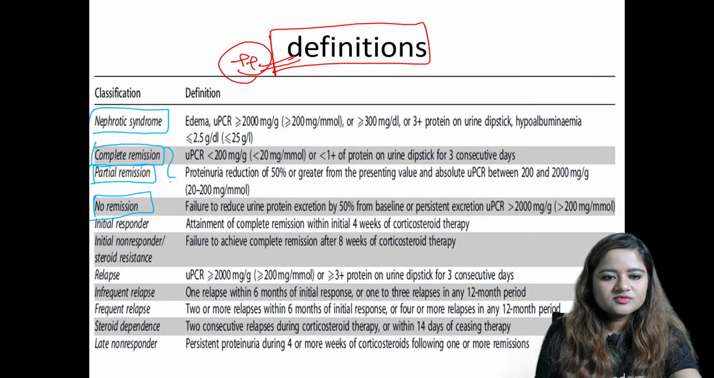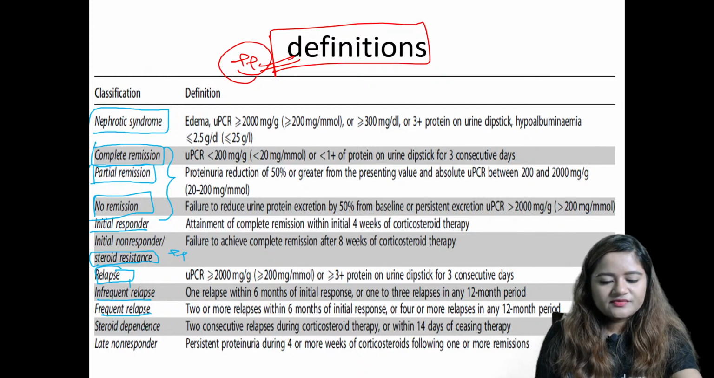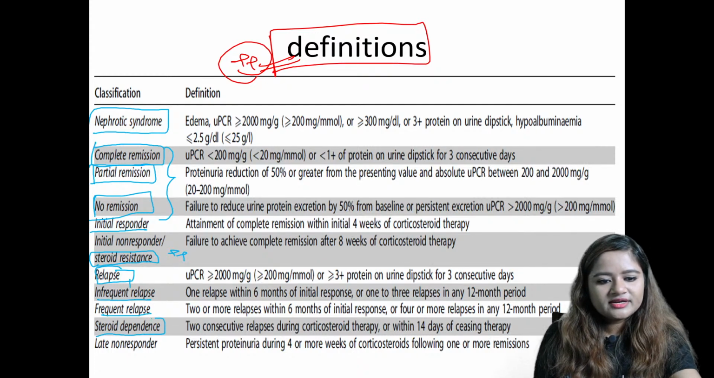Okay, so this is in terms of your treatment response. Then you have initial responder. Then you have initial non-responder, that means steroid resistance nephrotic, which is a hot topic in your exam. Then we have what is known as a relapse. In relapse, then you have infrequent and frequent relapse, and you have something known as steroid dependence.